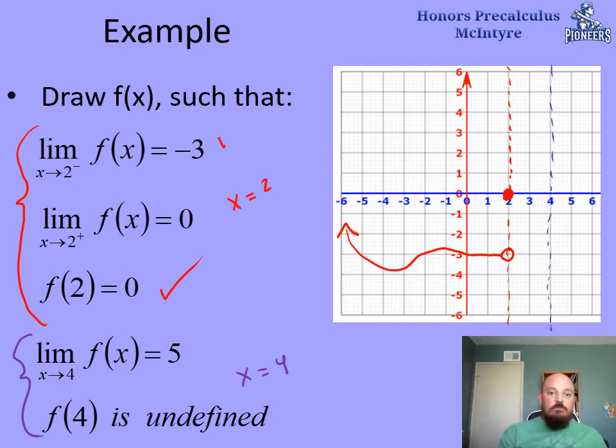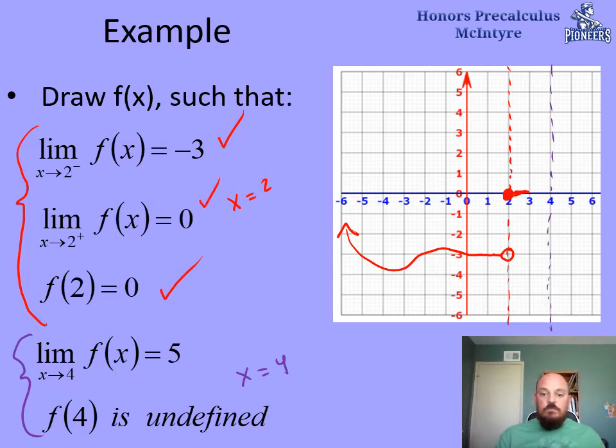So that one's done. Now the middle one says the limit from the right at 2 goes to 0. Well, that's where the point is. So basically, I'm going to be approaching that point right there. And I'm just going to draw a little tiny line for now because I don't know where it goes. I got to figure out where it goes on the purple one. All right, so I'm done with the 2's.